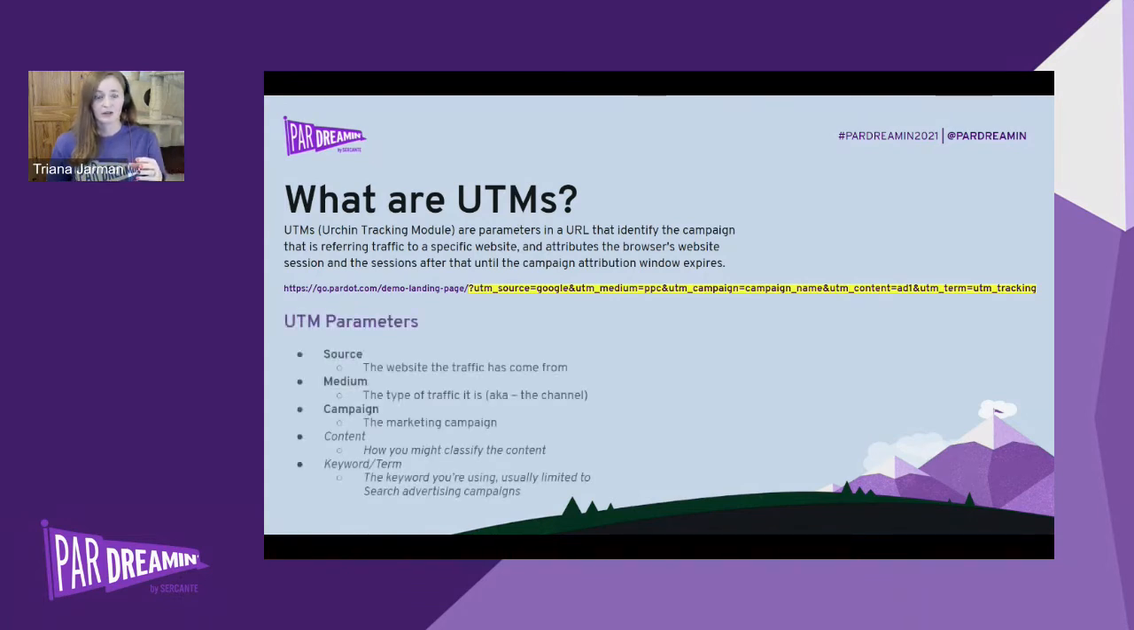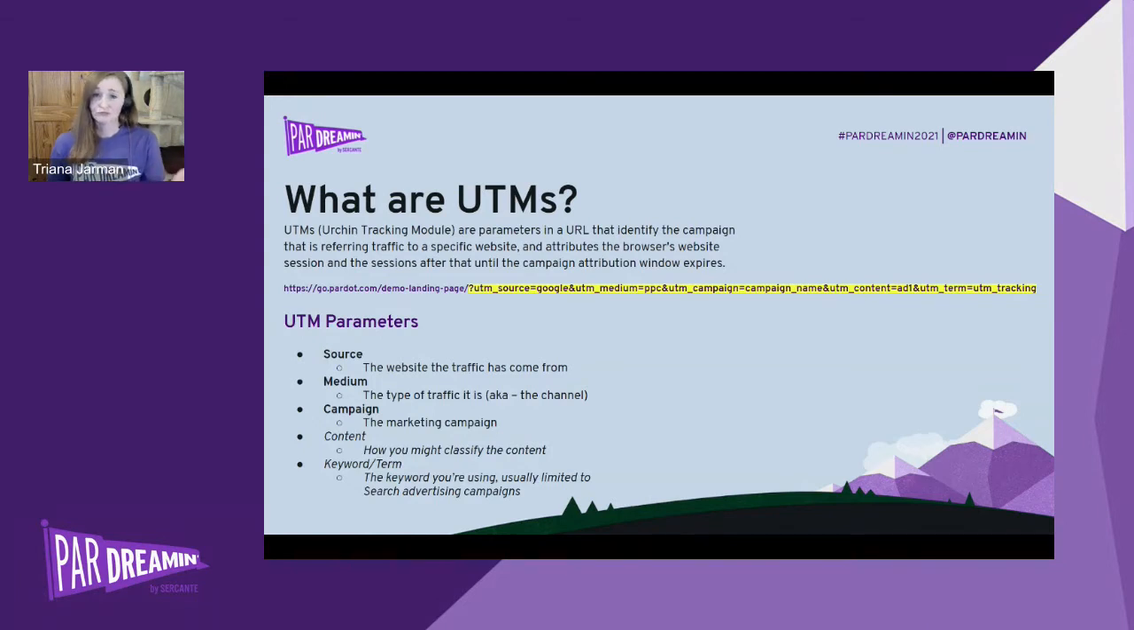With the UTM parameters, we've got your three primary ones, which is source. This is telling you where the traffic has come from, so that'll be like Google, LinkedIn, Twitter. Medium is telling you the type of traffic it is, or more commonly known as the channel. So for Google, you would have PPC perhaps, or search. And with LinkedIn or Twitter, you would have maybe paid social, or maybe you would just have social to represent organic. So that's what you're capturing there.